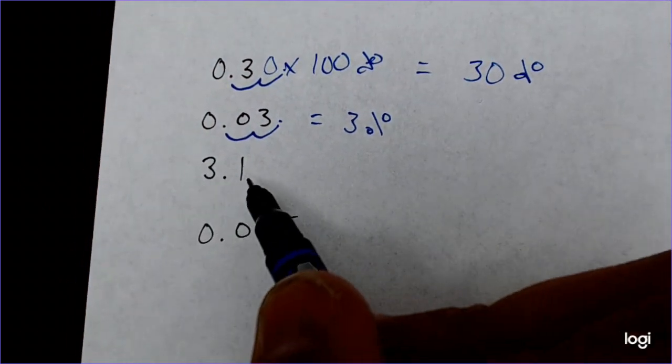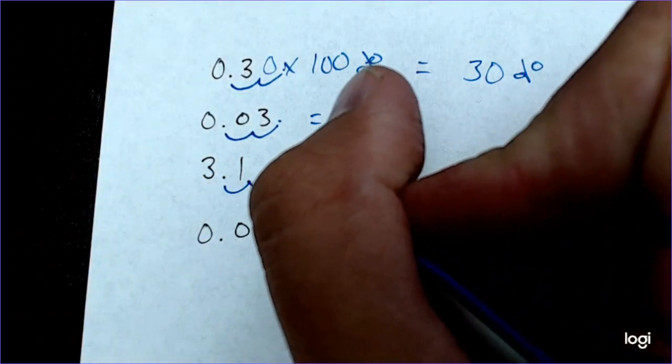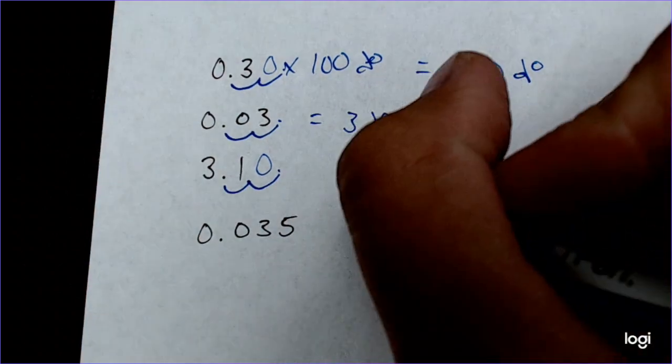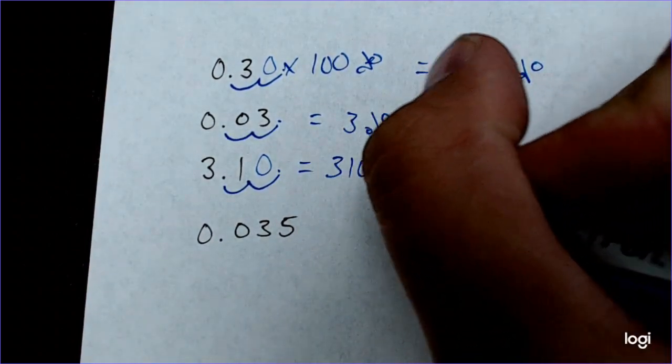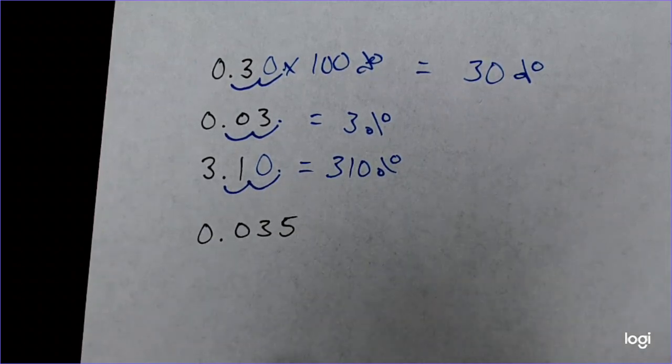Right? Now, what if we have this? What if we have a whole number with a decimal? Well, we still move it over 2 places, and we end up with 310%, right? So any numbers that are bigger than 1 will end up being more than 100%.